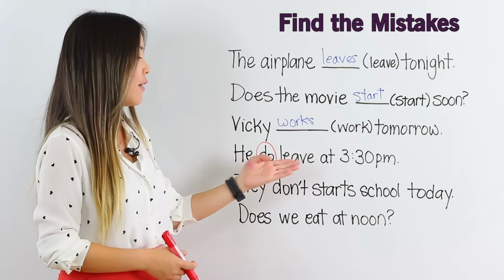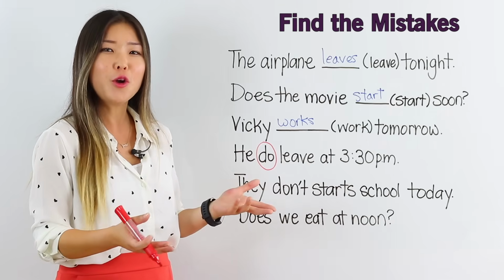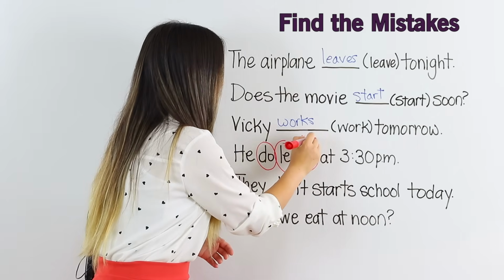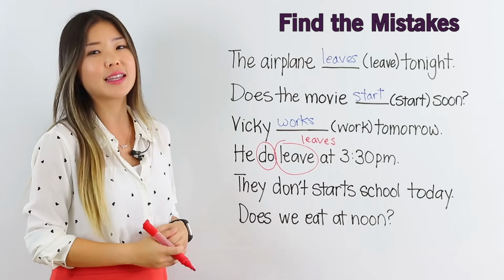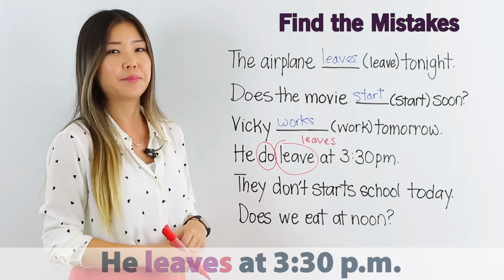Well, now we have the verb leave with the subject he. Do you know what to do? We simply change this to leaves, just like we did in the first sentence. He leaves at 3:30 p.m.